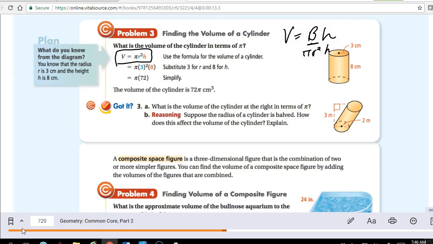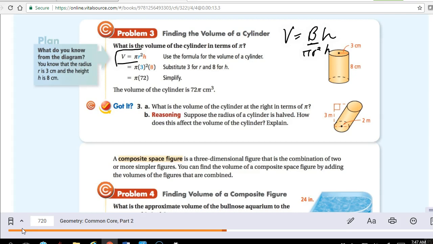So now once we have our formula, it's simply a matter of just plugging in. It's going to be pi times the radius, which you can tell from right here, I kind of marked it out, is 3 centimeters. So you can see that they plugged in a 3 right there and squared it. And then the height goes in for your h, and that is 8. So they plugged in an 8 right there.